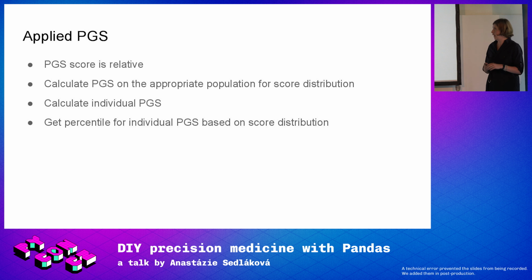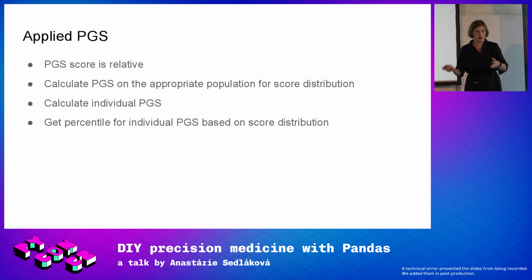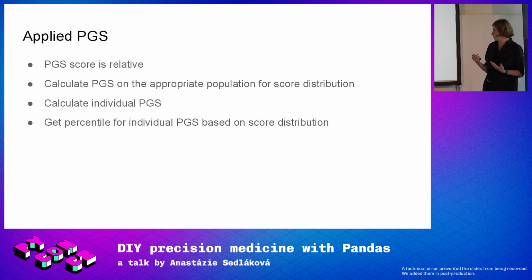So now that we have our polygenic risk score, and we want to apply it, it's relative. It's not like if you have a polygenic risk score of 10, that means that you have the disease, or if you have, I don't know, -2, that means that you don't have to go to the doctors at all. It's all based on comparison with all of the other people in the population.